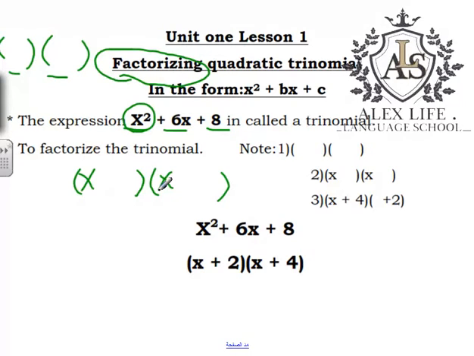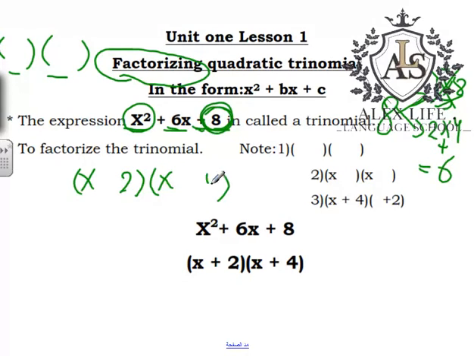And search for two numbers. If you multiply them, we get 8. 8, what times what? It was 1 times 8 and 2 times 4. Which did we choose, miss? Search for these two numbers. If we add them, we get 6. If we add 1 plus 8, we get 9, not 6. But if we add 2 plus 4, we get 6. So in here 2 and 4. The sign in here is positive, so in here is positive and in here is positive.